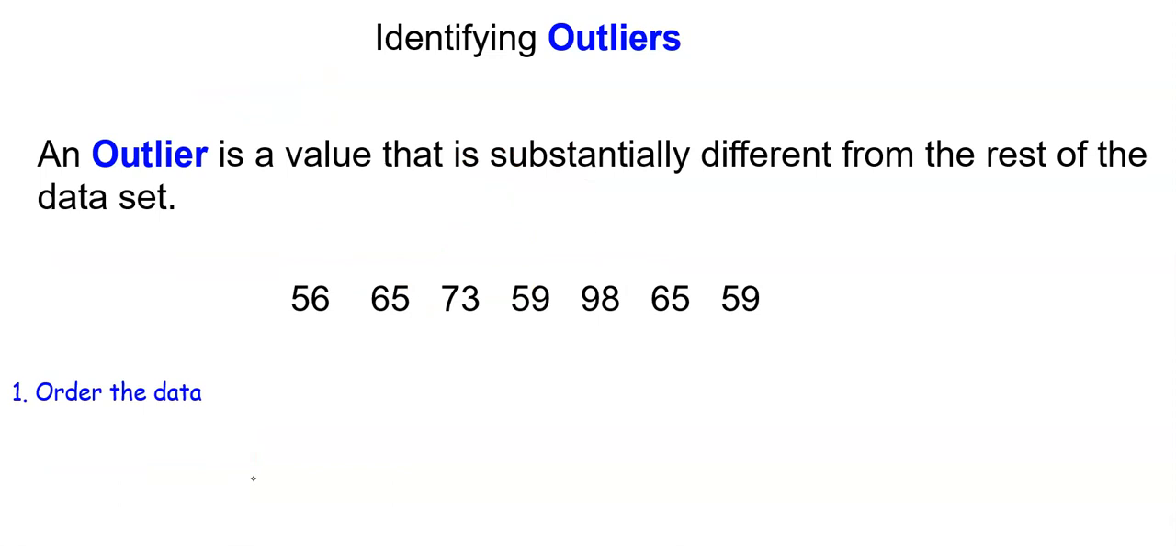So identifying outliers. Sometimes an outlier is easier to see when you put the numbers in order. There's not an exact definition, but it's when a number is substantially different from the rest of the data set. So if we first put this data set in order, let's try to do that here. It looks like 56 is the smallest number, and I'm going to cross that out as we go. So that's, let's see, 59. There's a couple 59s.